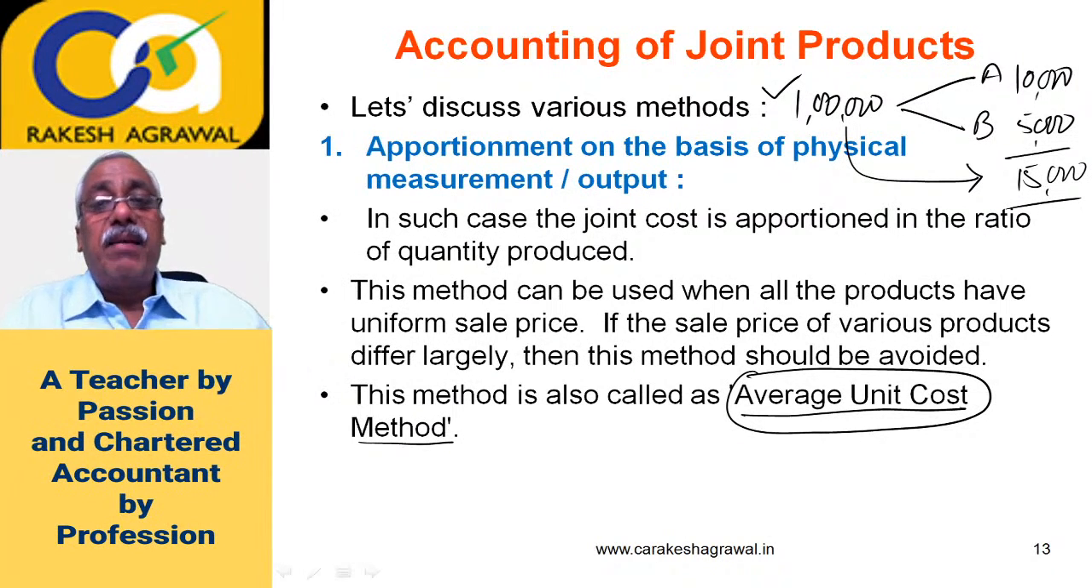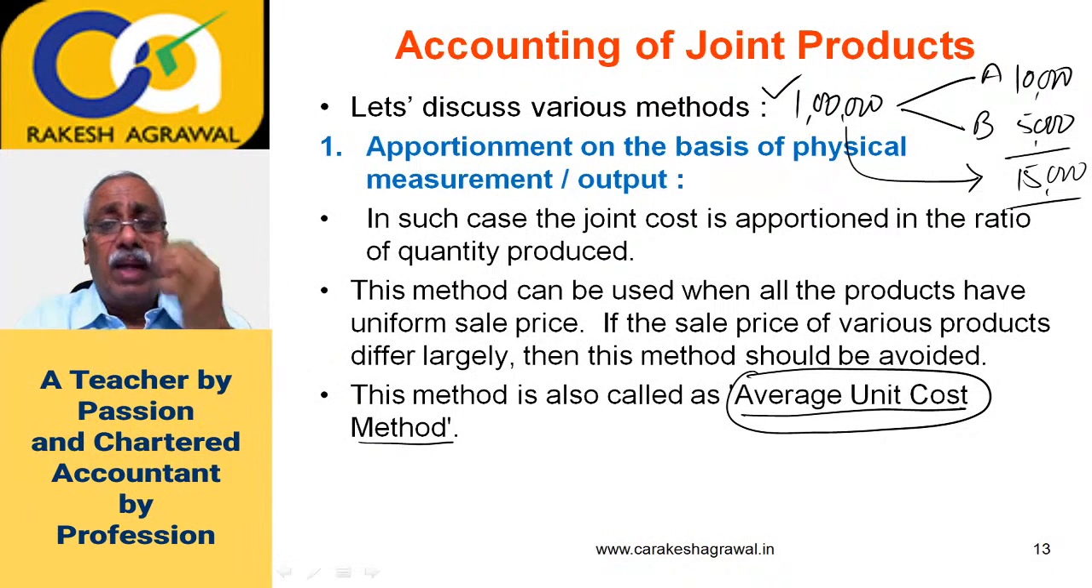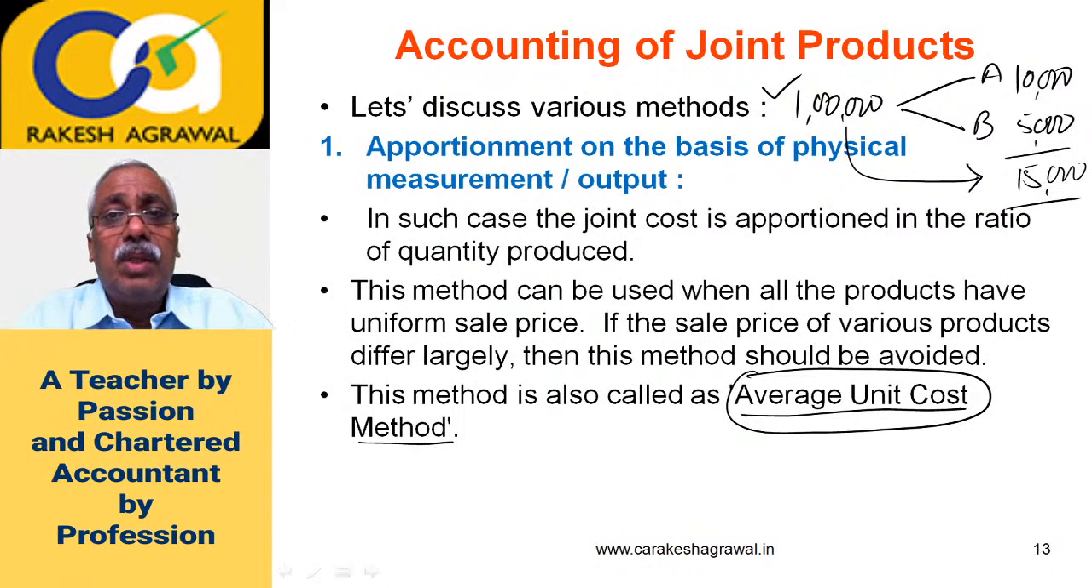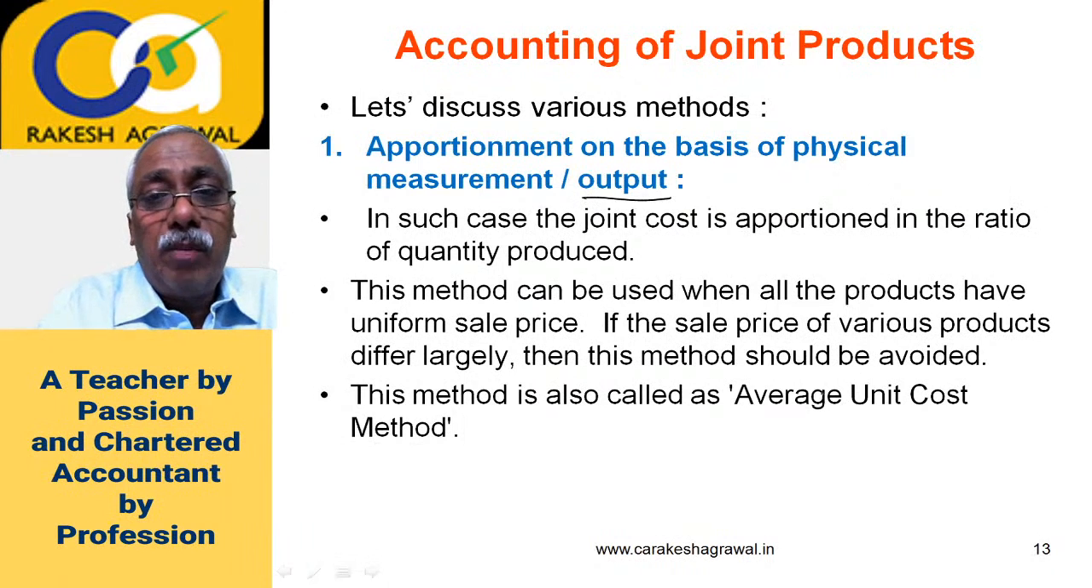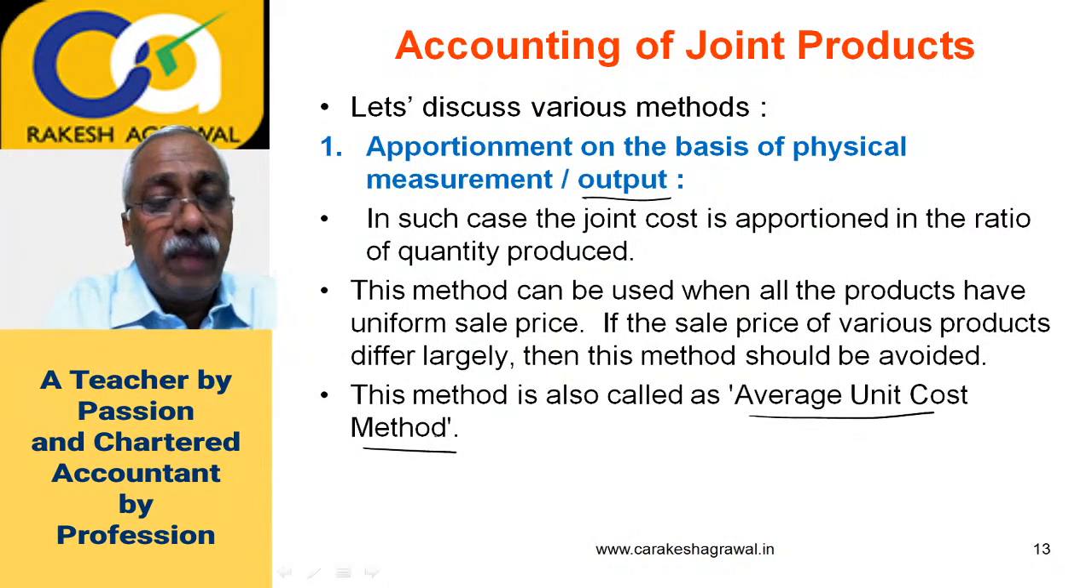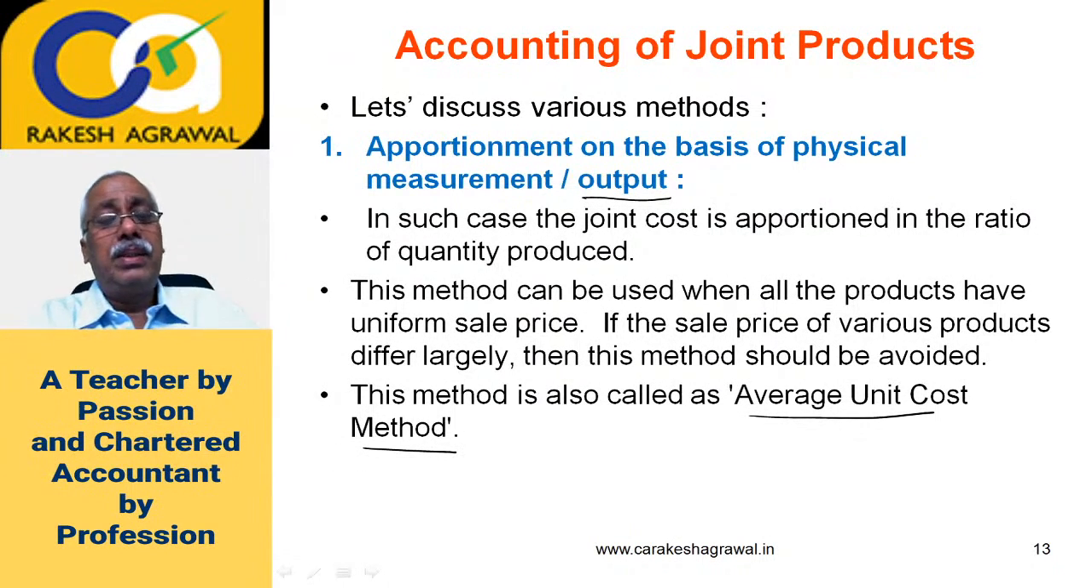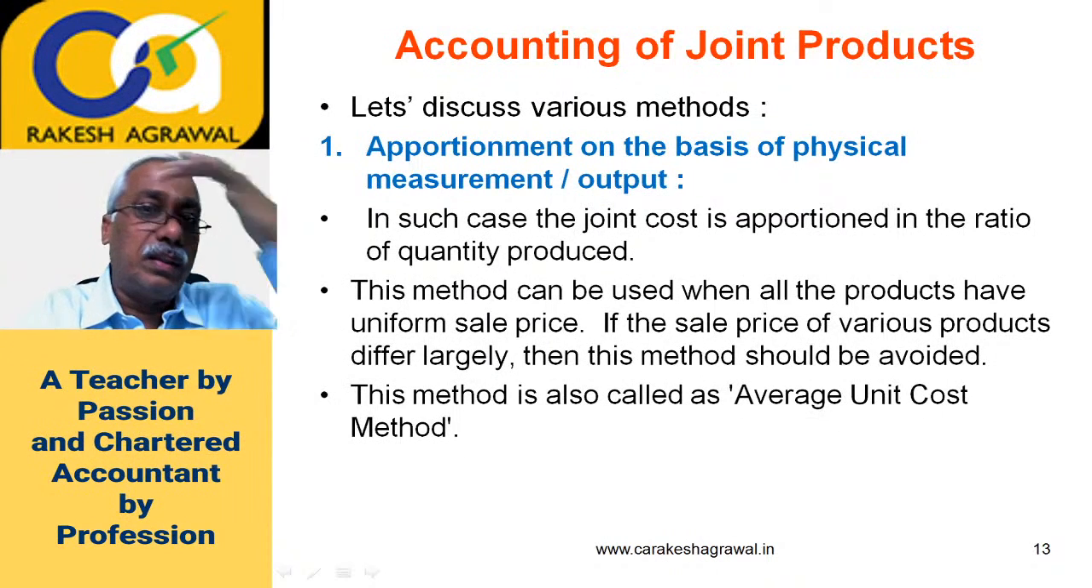But then the same thing they have explained in a different way, that 1 lakh divided by this 15,000, you will get first average cost per unit and then multiply by 10,000 and 5,000 units. So according to me, these are not two separate methods. This physical measurement or output method and average unit cost method is one and the same. But in the institute's literature, you will find them as two methods.